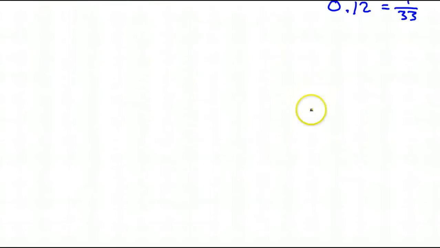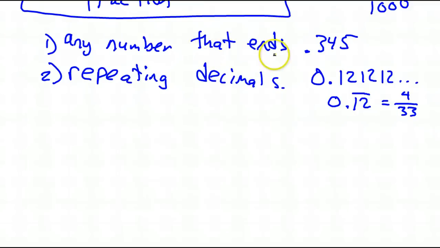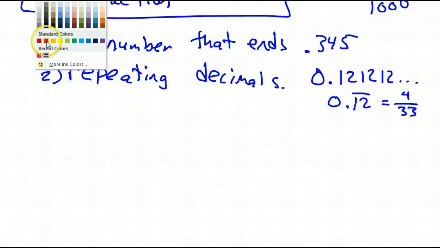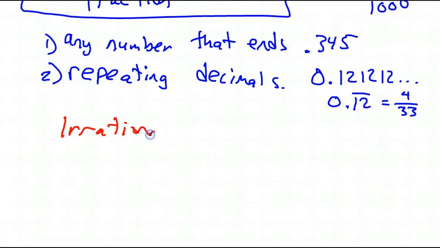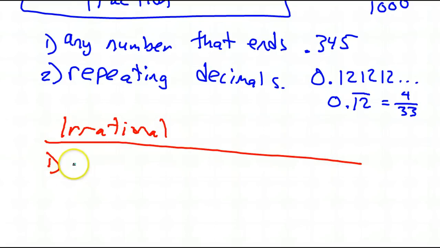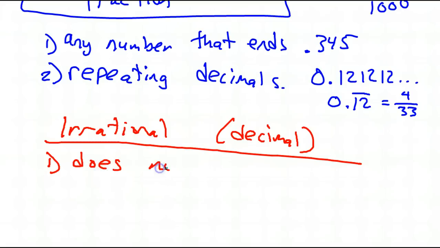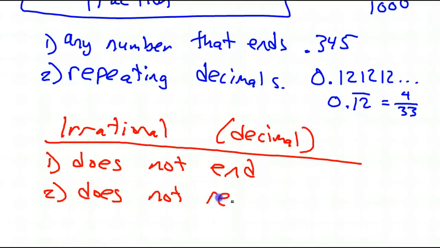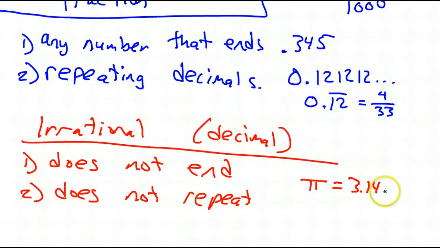So that means in order to be irrational, it has to be a number that does not end and does not repeat. So irrational is going to be a decimal that does not end and does not repeat. It's the opposite of the two cases that are rational. If it ends or repeats, it's rational. If it doesn't end and doesn't repeat, it's not rational. That's the bottom line. So that's why numbers like pi are irrational, because pi starts off 3.14, but it doesn't stop there.